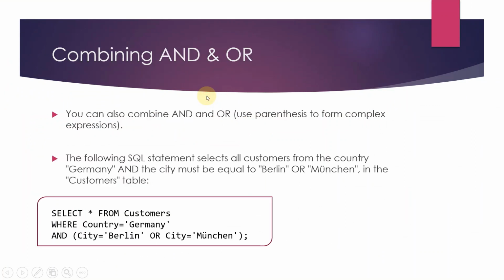Next. Combining and an or. Is it possible? Yes. So example, select asterisk from customers where country equals Germany and city Berlin or city München. So the country should match with Germany. It should be true. And any of the statement can be true. All right. So let's demonstrate it.